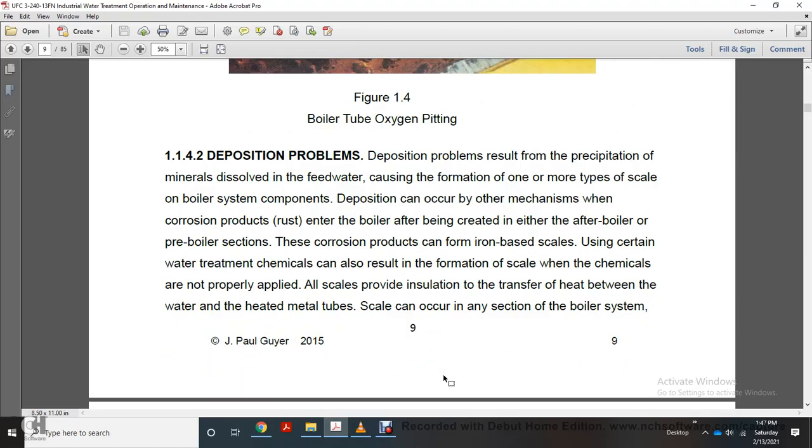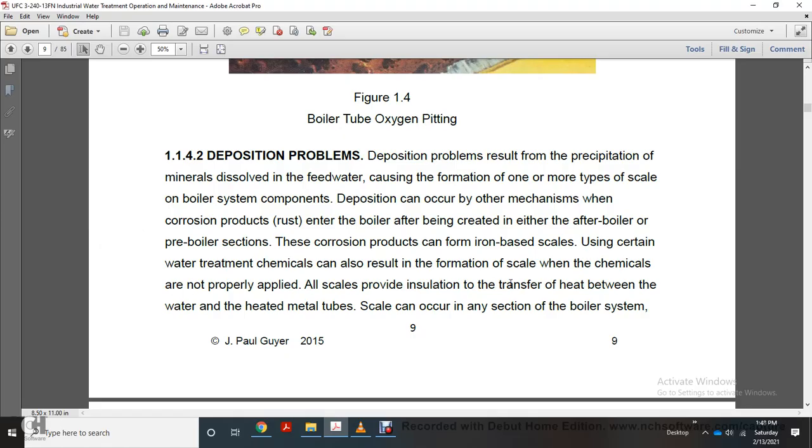Deposition problem. The deposition problem results from the precipitation of minerals dissolved in the feed water, causing the formation of one or more types of scale on the boiler system components. Deposition can also occur from corrosion products, such as rust, entering the boiler, created in either the pre-boiler or after-boiler section. Corrosion products can form iron-based scale, and certain water treatment chemicals can result in the formation of scale when chemicals are not properly applied.